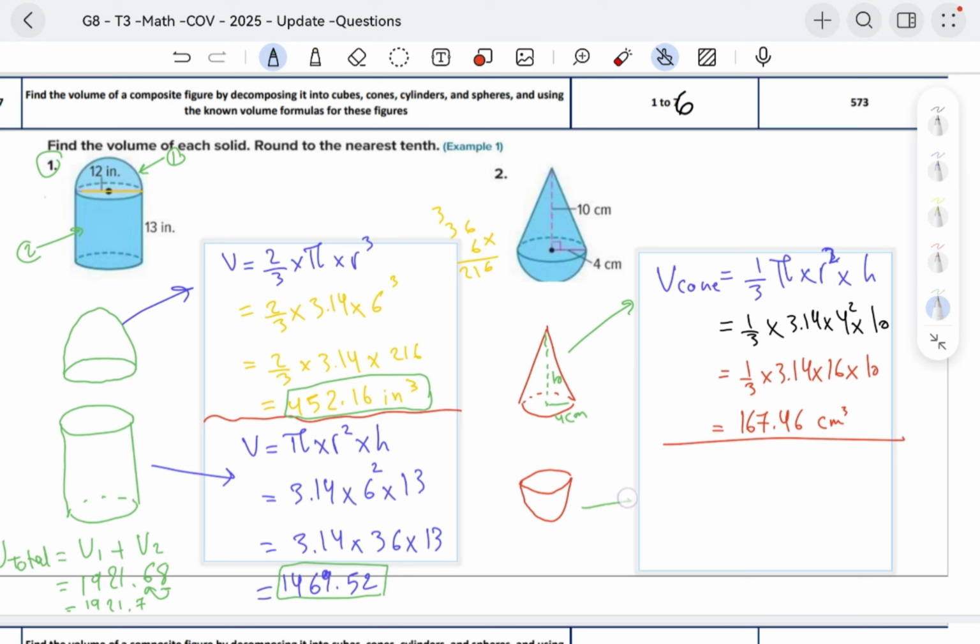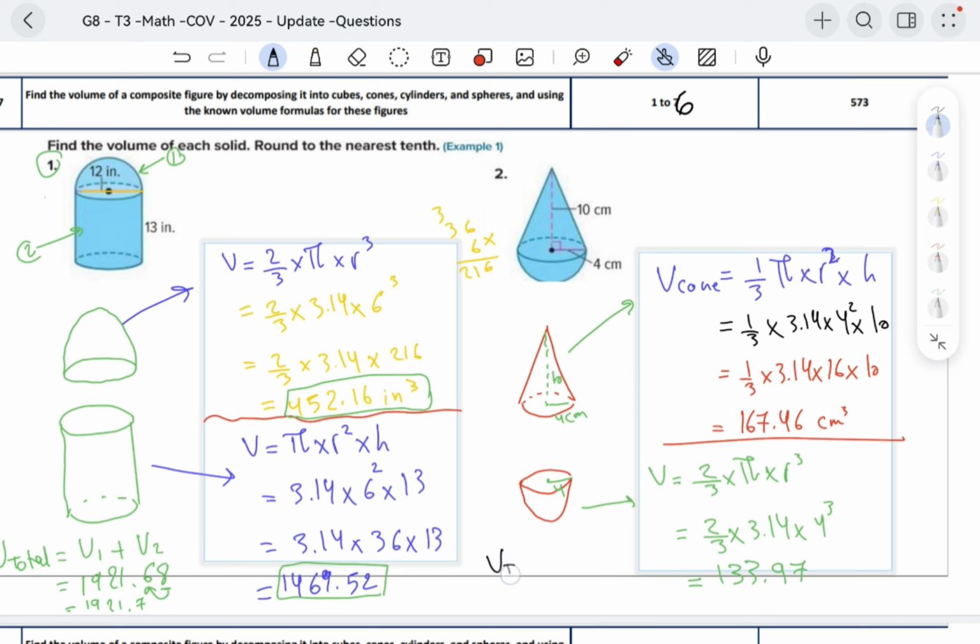Now let's find the volume for the hemisphere. The formula is 2/3 pi times the radius cubed. Substitute 2/3 times 3.14 times the radius, which is the same radius as the cone, which is 4. 4 cubed is 64. Now multiply 64 by 2/3 and then multiply it by pi. The answer will be 133.97.